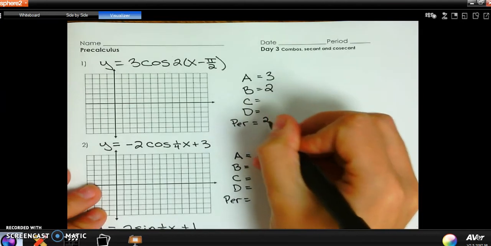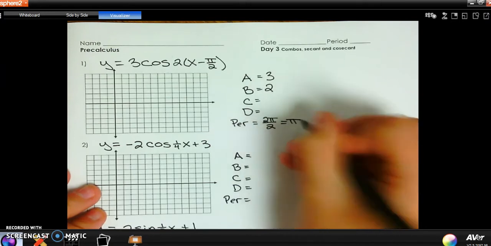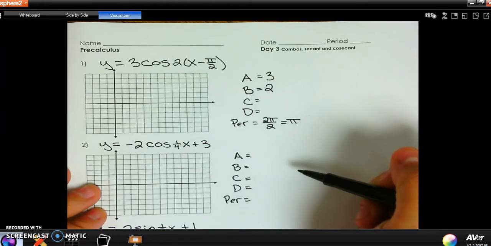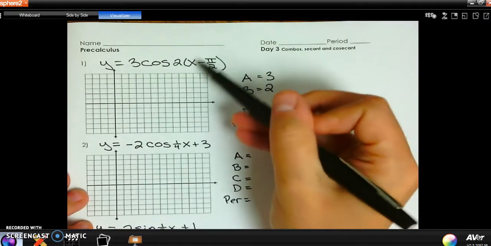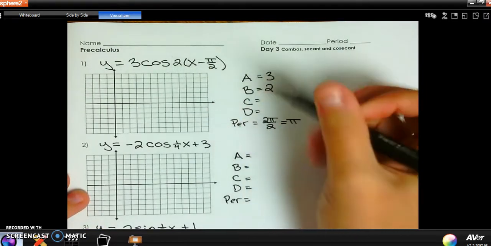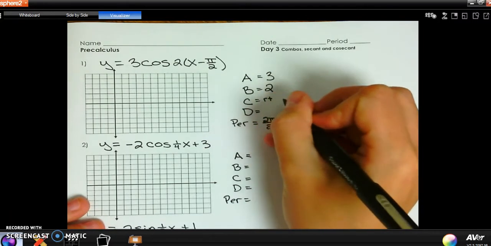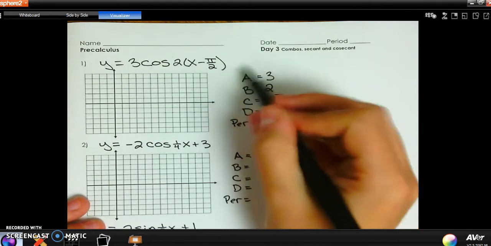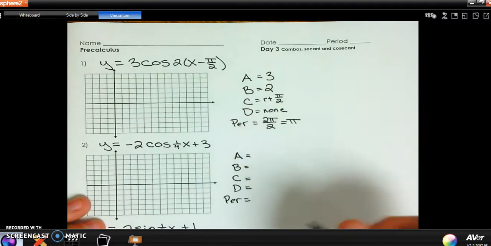Here your period is going to be 2 pi divided by that b value. So here period is pi. That means that I will see one cycle from 0 to pi, which means this is moving faster than the parent function. C is going to be this value in the parentheses as long as that b is already factored out. So here it is a minus, so that indicates you're going to the right by pi over 2. And D, there's nothing added or subtracted, so there's going to be none, or you could write 0 there.